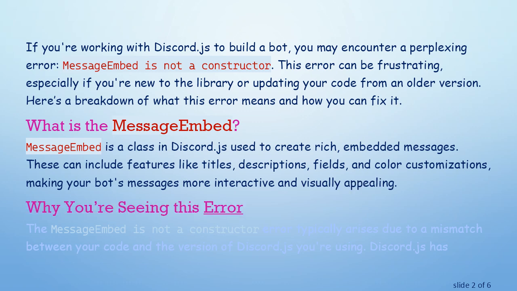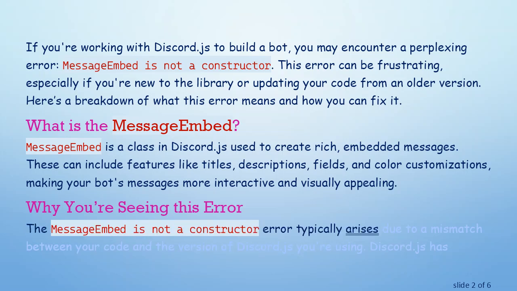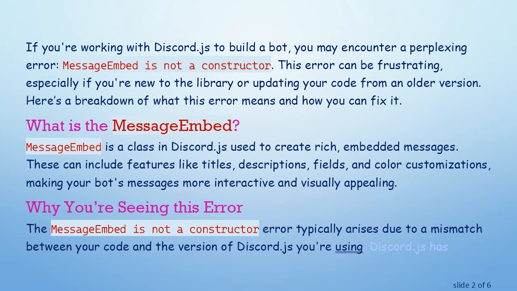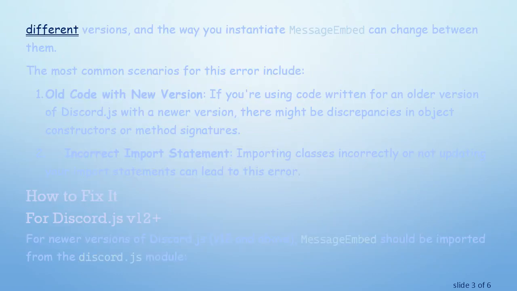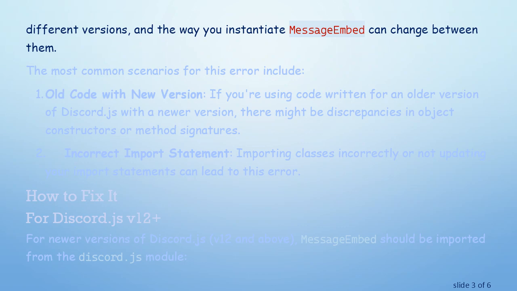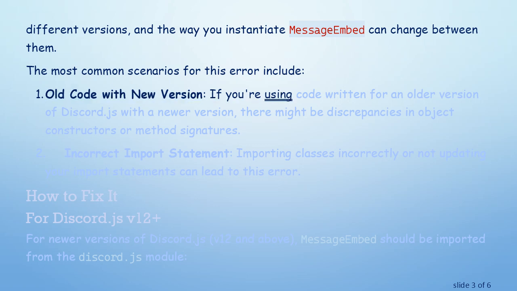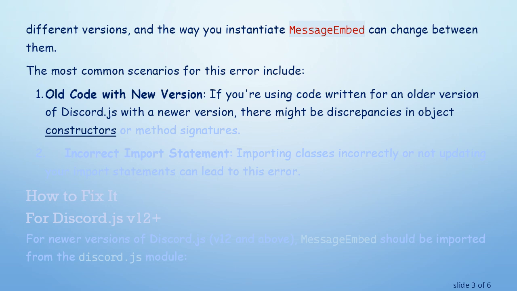Why are you seeing this error? The MessageEmbed is not a constructor error typically arises due to a mismatch between your code and the version of Discord.js you're using. Discord.js has different versions, and the way you instantiate MessageEmbed can change between them. The most common scenarios for this error include old code with a new version. If you're using code written for an older version of Discord.js with a newer version, there might be discrepancies in object constructors or method signatures.